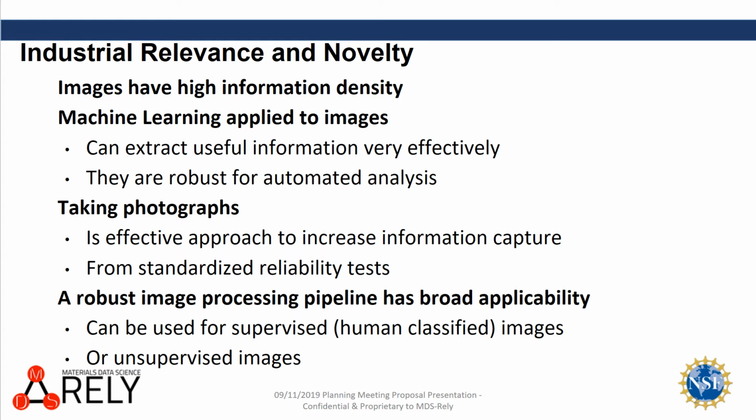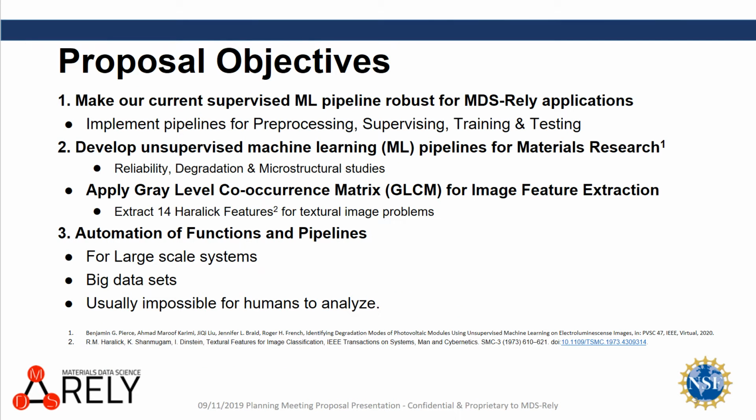So we know that images have high information density, and machine learning applied to those images is a very useful way to extract information. And taking photographs is a very simple way to bring just about any activity that we do into a good data science type process. So having a robust image processing pipeline has broad applicability. We've already been doing this with supervised images in our PV for unsupervised images.